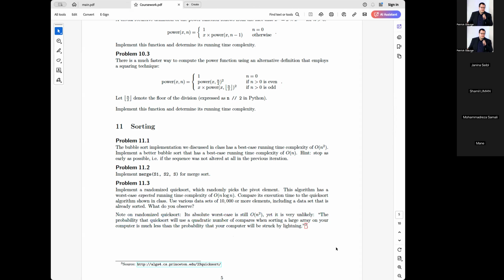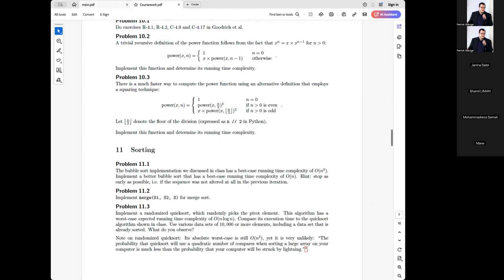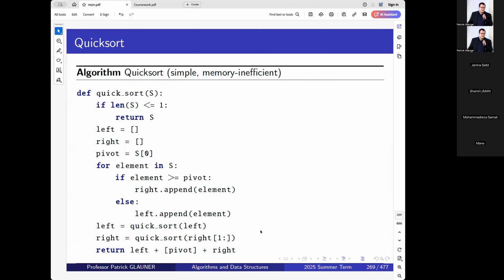So this is something you can also read. The randomized quicksort is used in practice, and this one has a worst case expected running time complexity of O of n log n. That makes a difference to worst case time complexity. So this is another coursework problem, and you would just amend this implementation here to pick one of these n elements randomly if you wish. So give it a try and see how you can amend this here.